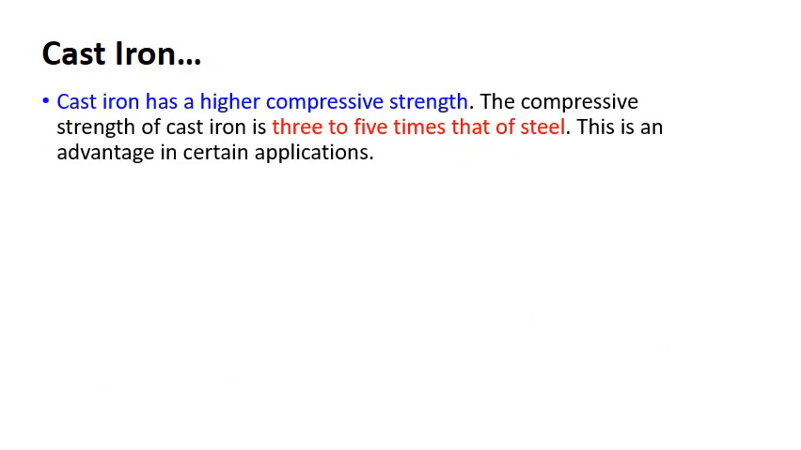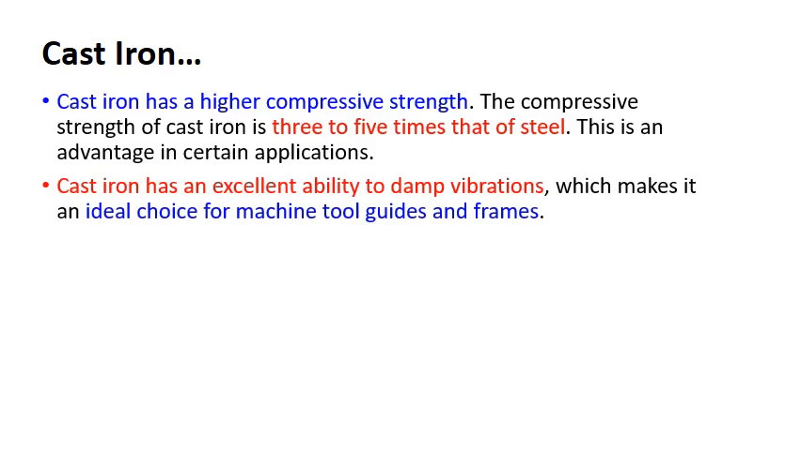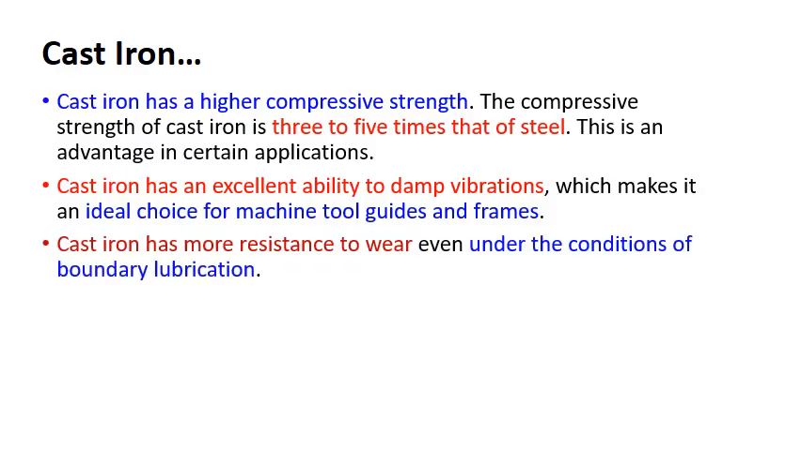Okay, and it has very high compressive strength. If you compare with steel, it is more than 3 to 5 times greater. Okay, so this is very much required in certain applications, and it also has excellent ability to damp the vibrations, and hence we use it in machine tool guides. I've seen it used in very large lathes, milling machines and shaping machines. The guides are basically made up of cast iron parts because they can damp the machine tool vibrations. So when you have such a property in your guide, your machining will be very accurate and precise, and it has more resistance to wear.